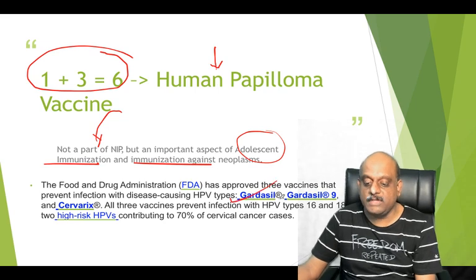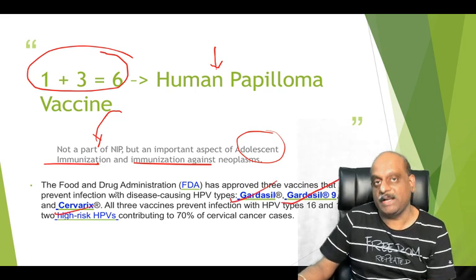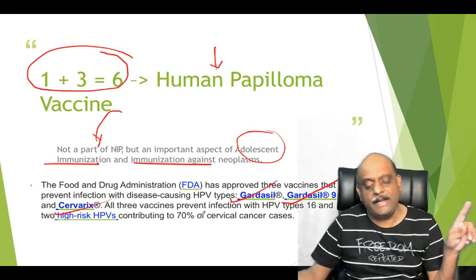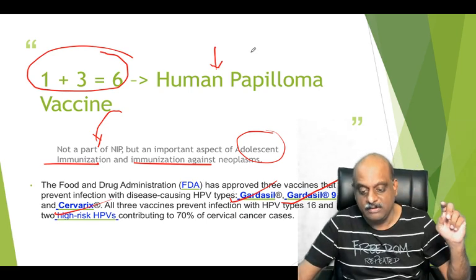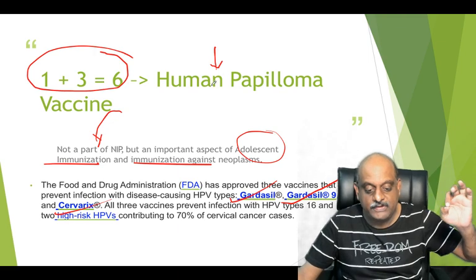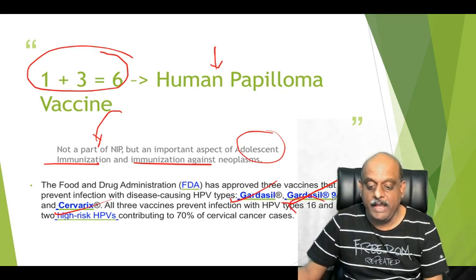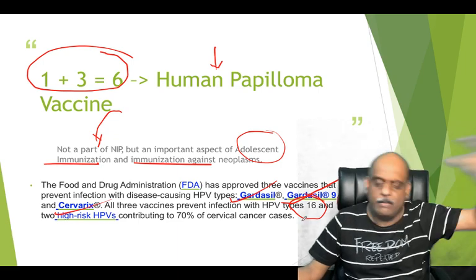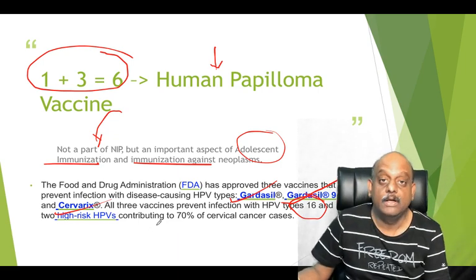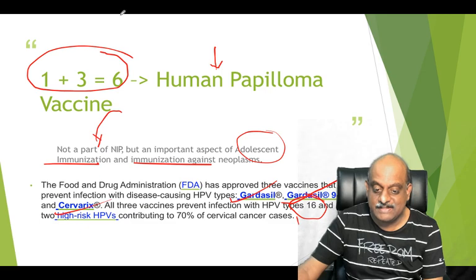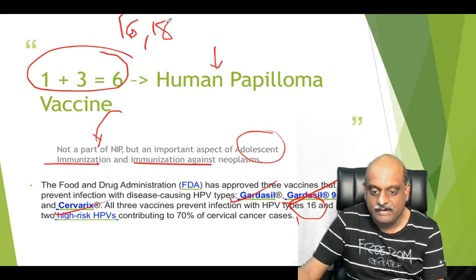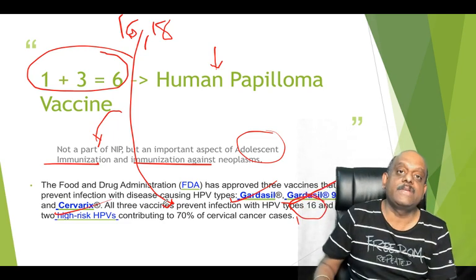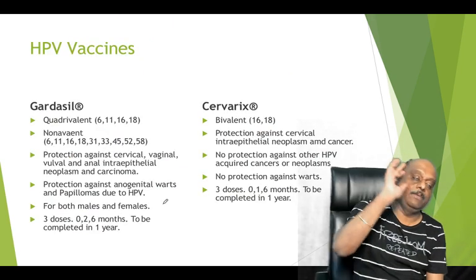So you have Gardasil 9, Cervarix, the 3 different brands. All 3 vaccines, Gardasil 9, Cervarix, protect against HPV 16 and 18. That is common for all. Because HPV 16, 18 are mainly responsible for 70% of the cervical cancer cases is what you need to remember.